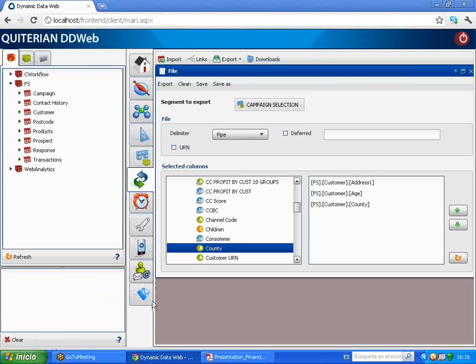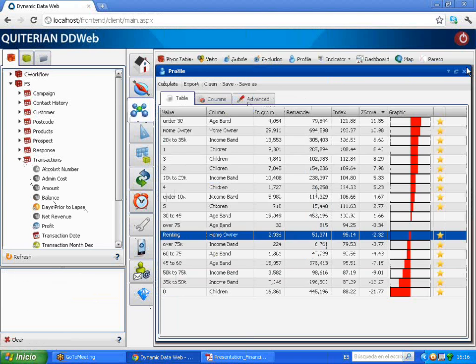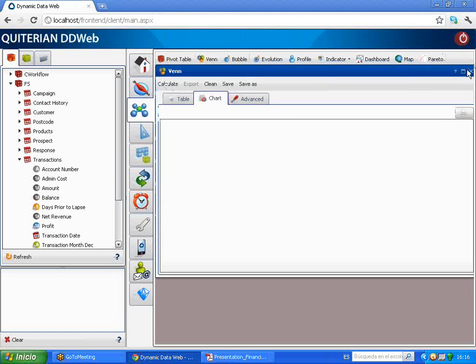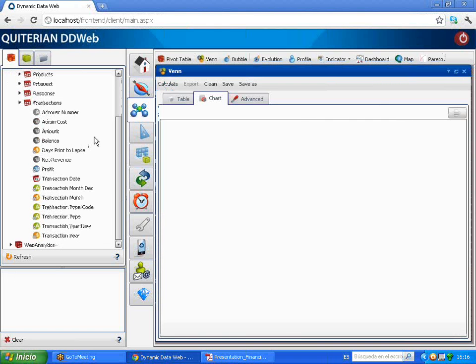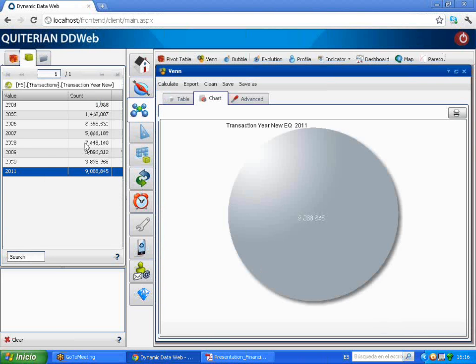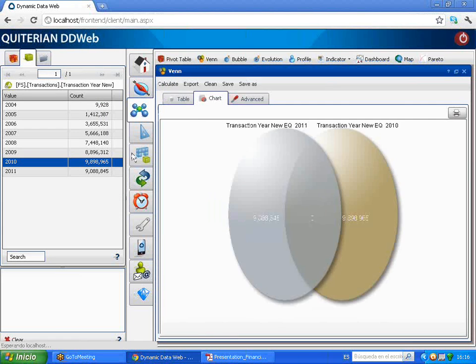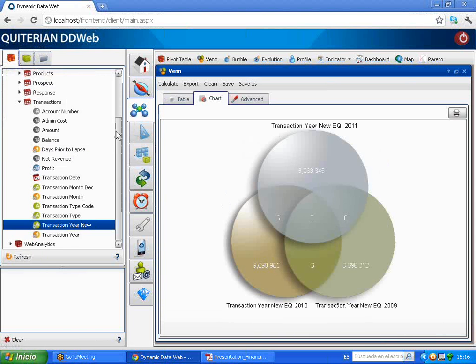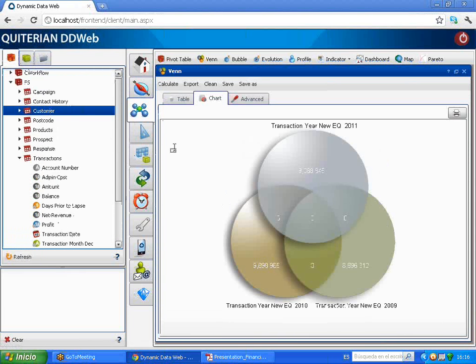For example, let me clear that, and we're going to analyze the transactions of the last years of our customers. Let's make, for example, a Venn diagram. I'm going to have the data from the last years: 2011 transactions, 2010, 2009, but in customers. I don't want the transactions. I want the customers that were doing these transactions during the last years.